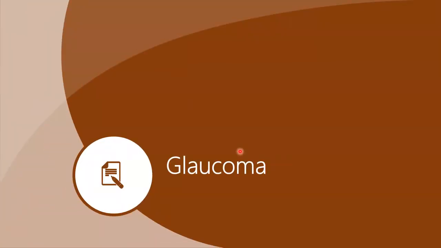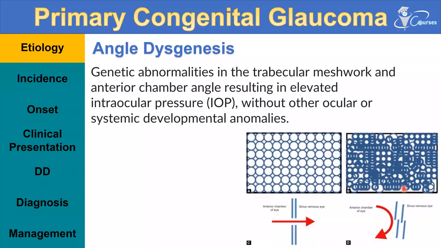The next topic is glaucoma. In this lecture, we are going to discuss primary congenital glaucoma. We will leave the secondary glaucomas, or the secondary congenital glaucomas, to the glaucoma lecture. So what is primary congenital glaucoma?